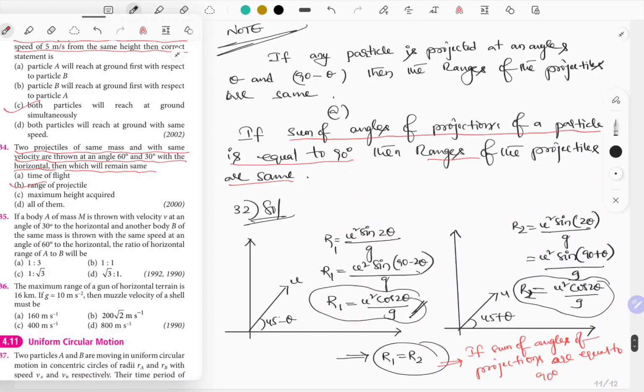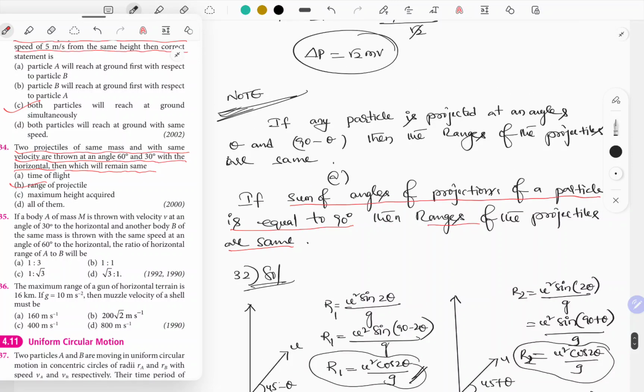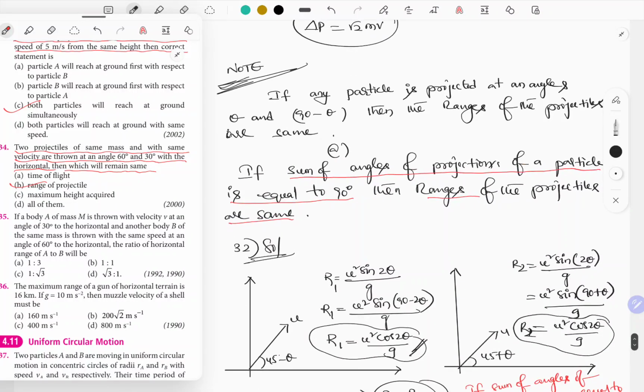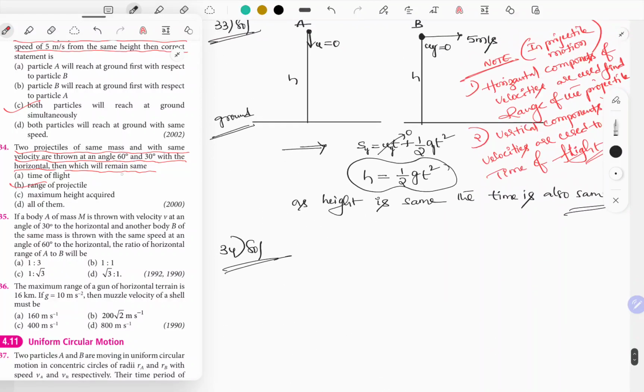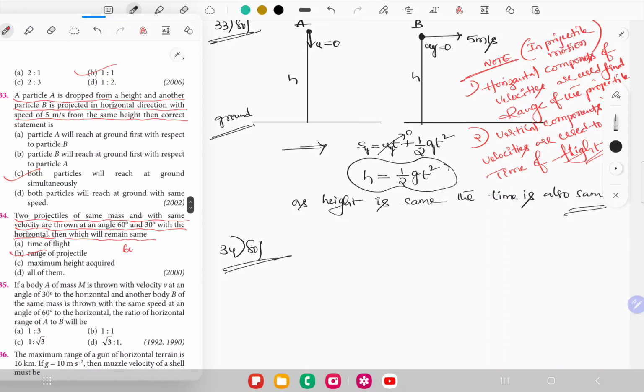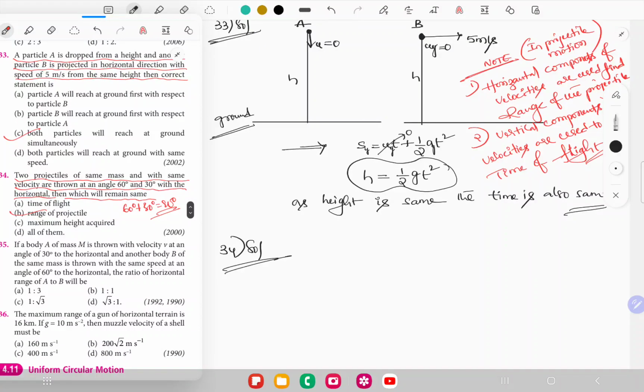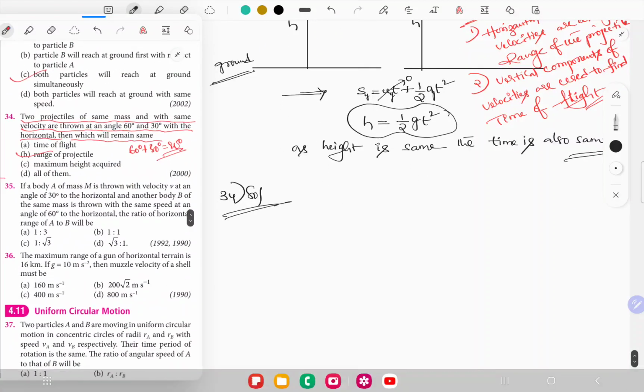Just now we have given this point. Just go through that point. If the sum of the angles of projection is equal to 90 degrees, then the ranges are equal. In this case, one angle is 60 degrees and another angle is 30 degrees, which is equal to 90 degrees. As the sum of angles is equal to 90 degrees, range is going to be the same. I have given the proof also.